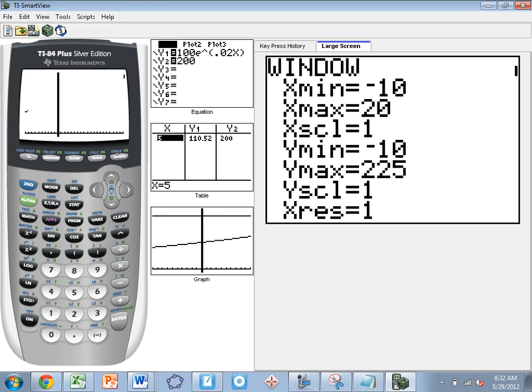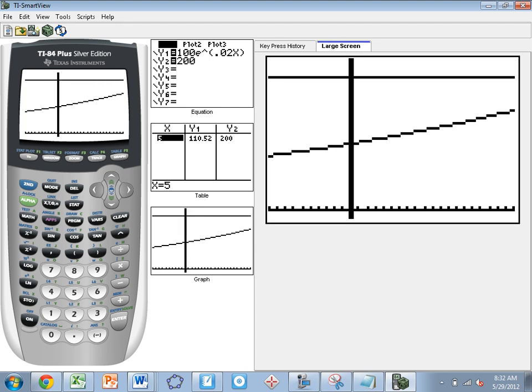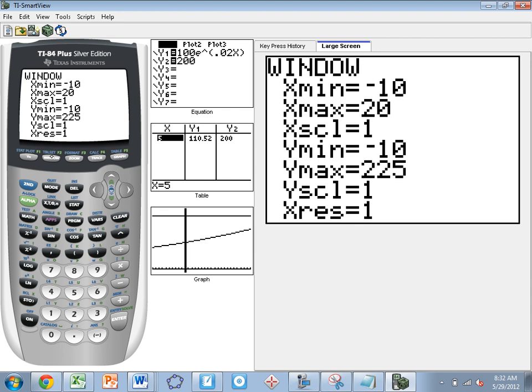But let's take a look at our graph. There's my exponential growth function. And you see the constant function. That's the 200. And we want to find when these two intersect, right? So what should I do to my x max? Just keep going. Good. Increase it. So my x max, instead of 20, let's try 50. And hit graph.